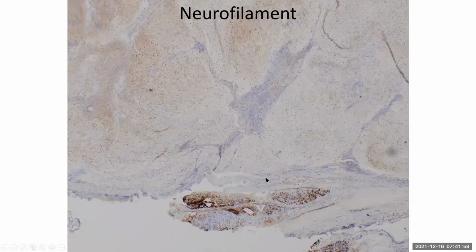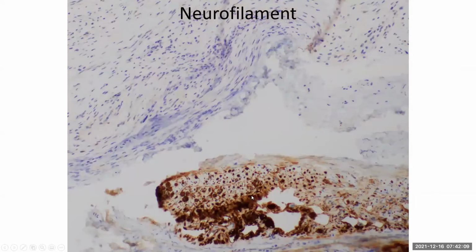Neurofilament is very helpful to distinguish between schwannoma and neurofibroma. So this is a small fragment of the peripheral nerve, and you can see the axons. Actually, I have higher power. So this is higher power. You can see the neurofilament is positive in the axons. The axons are cut in cross-section here.